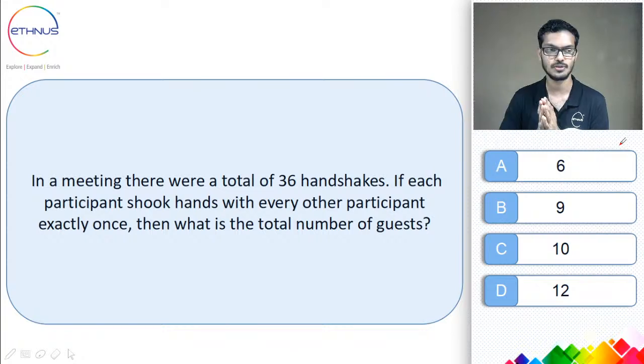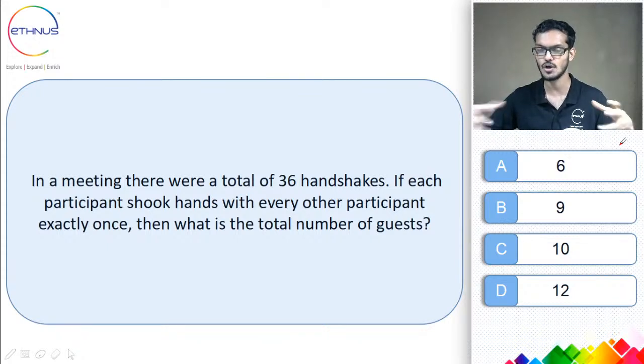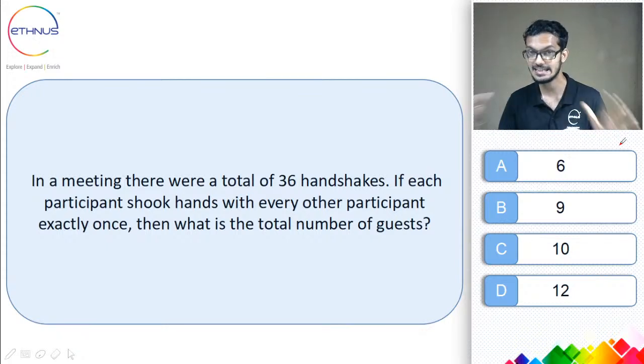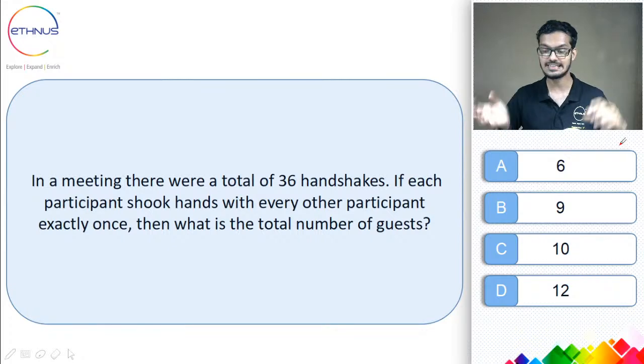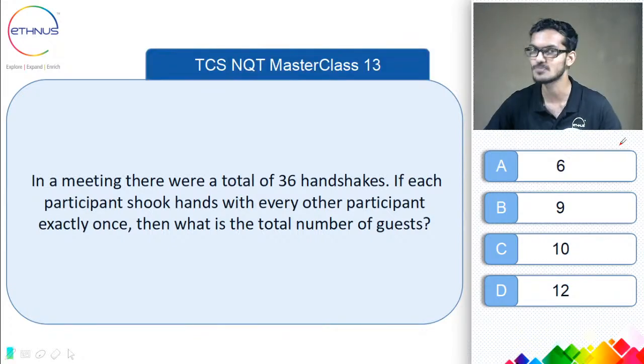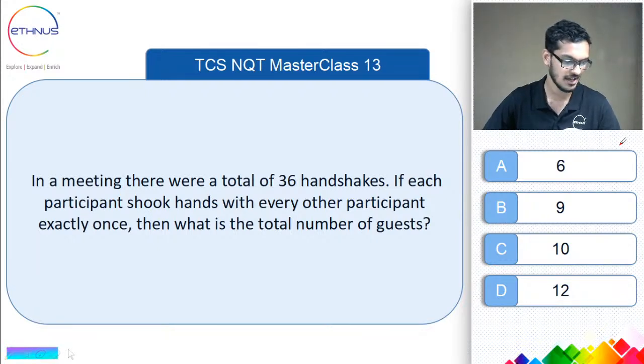Between 2 people, there can be only one handshake. So how many people were actually present in that event if there were 36 handshakes? Okay, 1 minute to solve this problem, and your time starts now. The timer is running down there. So 1 minute, if you get the answer.